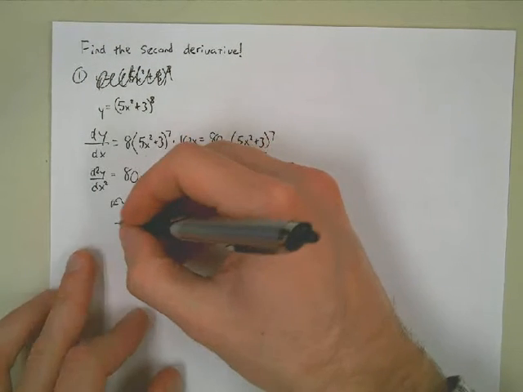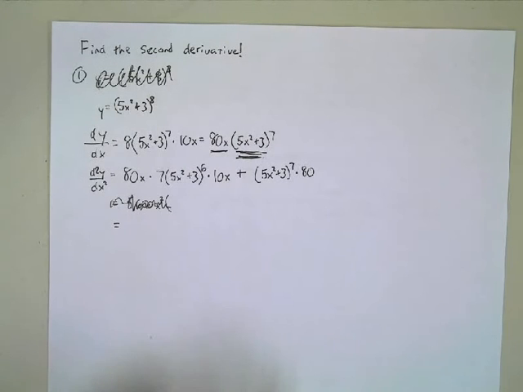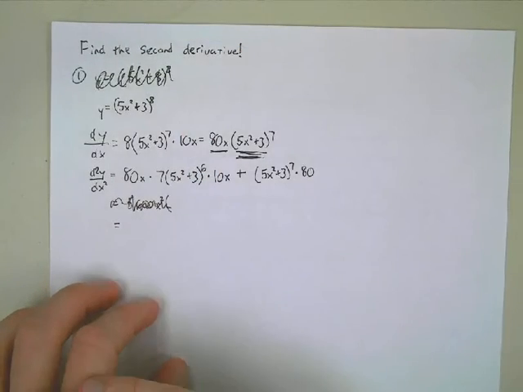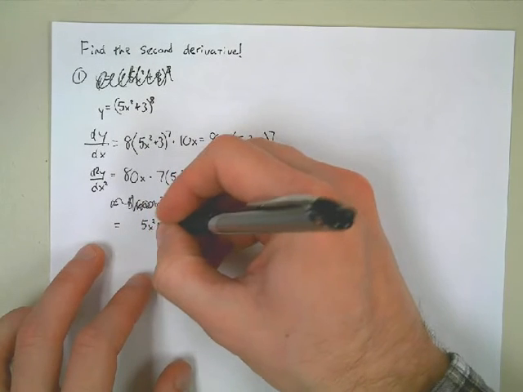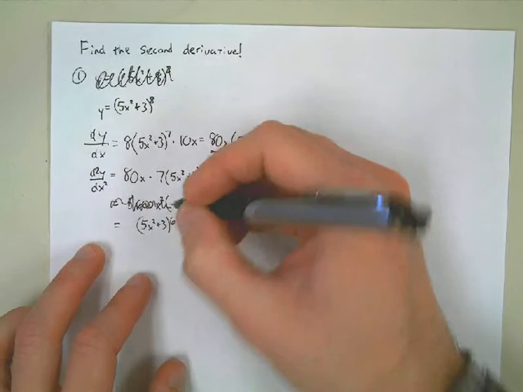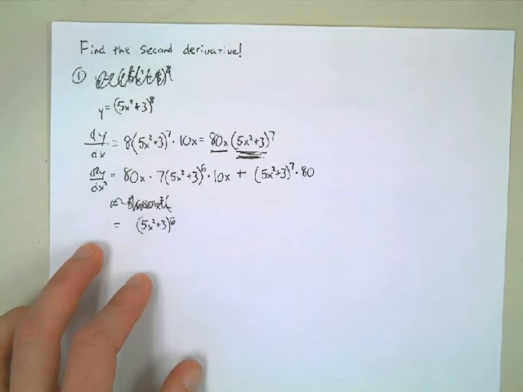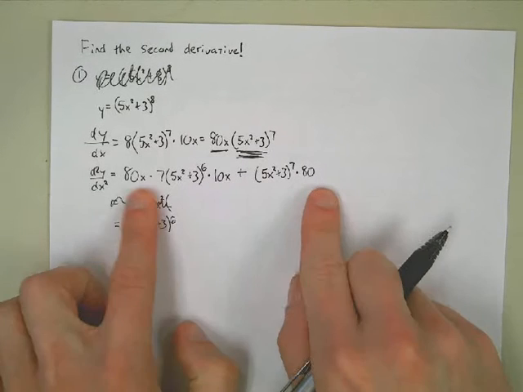So Christian, what can we factor out that's in common between these two things? 5x squared plus 3. 5x squared plus 3 to the what power? To the 6th. Is there anything else we can factor out in common? Can you take out 10x? They don't both have 10x. They both do have what, though? 80. Yeah, we can factor out an 80 as well.